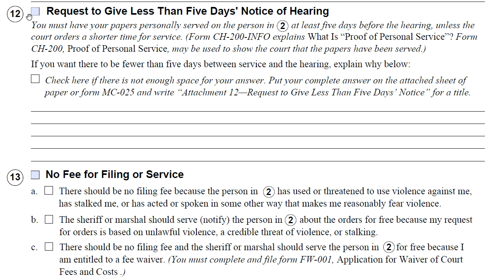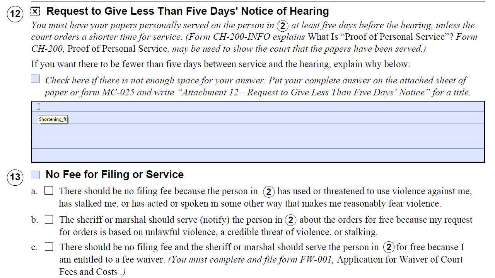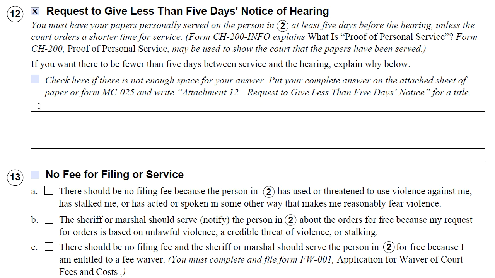The next section is you can ask to give less notice. So ordinarily you have to give at least 5 days notice, which means that the person you're asking for a restraining order against has to be served 5 days before the court hearing. If there's a valid safety concern, you can mark the box for paragraph 12 and explain what the concern is. And the court may give you permission to serve the person closer to the hearing date than 5 days.